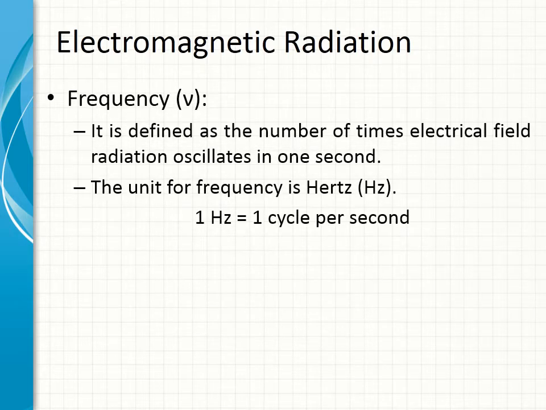Now, some basic terminology. Frequency is described as the number of times the field is oscillating in a given period of time. Generally, the period of time is a second. So in 1 second, how many oscillations occur? That is called the frequency. Frequency is expressed in terms of hertz. 1 hertz is 1 cycle per second.